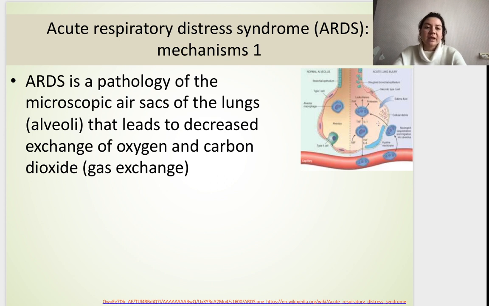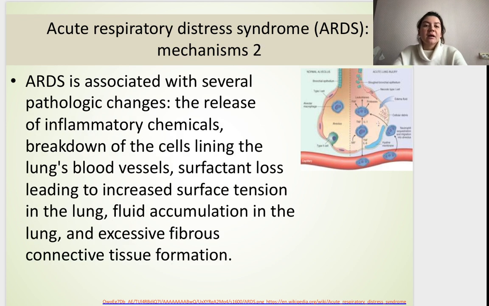Mechanisms of ARDS. Acute respiratory distress syndrome is a pathology of the microscopic air sacs in the lungs, the alveoli, that leads to decreased gas exchange of oxygen and carbon dioxide. Acute respiratory distress syndrome is associated with several pathological changes: the release of inflammatory chemicals, breakdown of the cells lining the lungs' blood vessels, surfactant loss leading to increased surface tension in the lung, fluid accumulation in the lung, and excessive fibrous connective tissue formation.